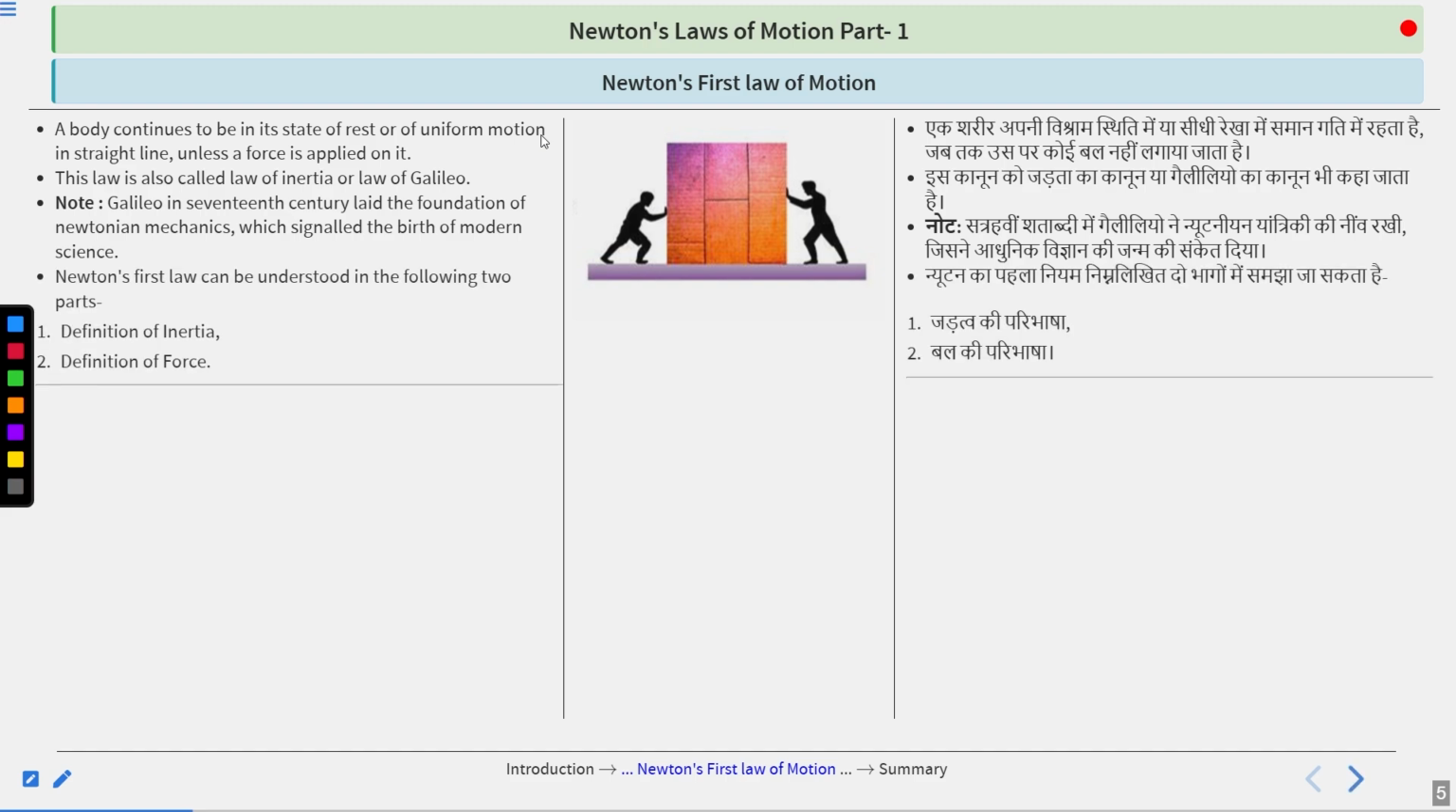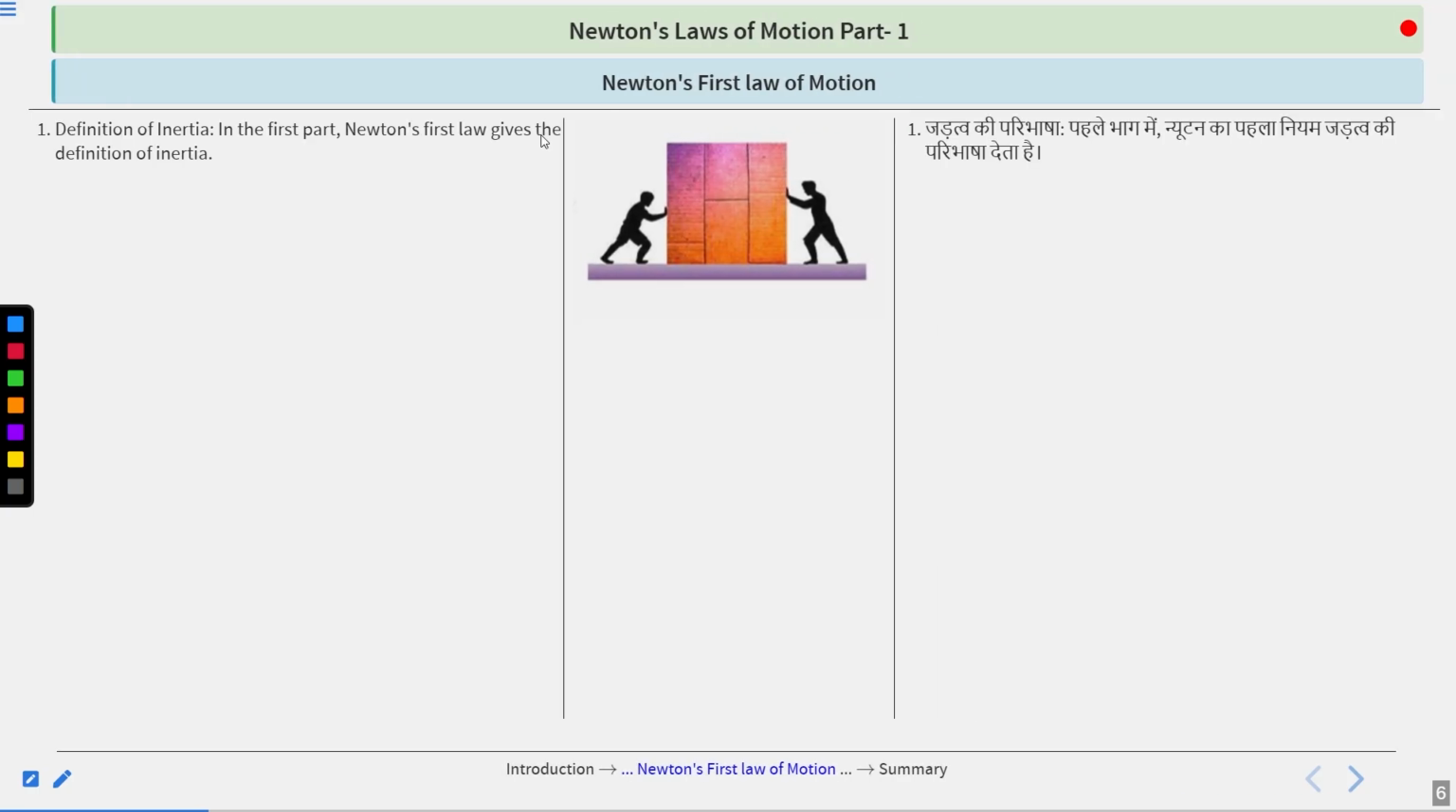Newton's first law could be understood in the following 2 parts. First, definition of inertia. Second, definition of force. In the first part, Newton's first law gives the definition of inertia, according to which an object cannot change its state by itself. If you see any object which is at rest or in motion, that object will not change its state of motion or rest by itself.